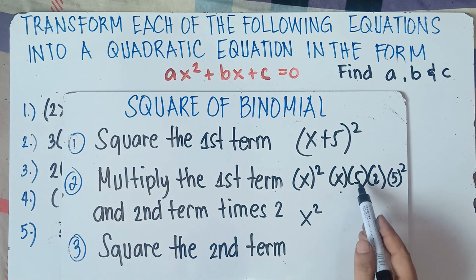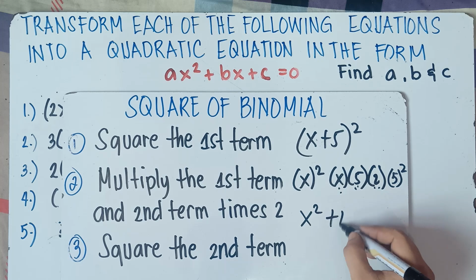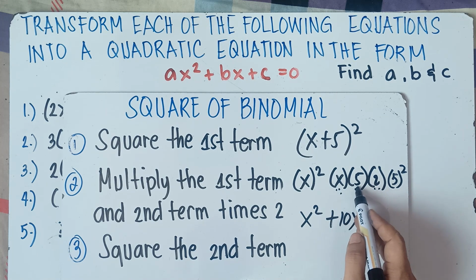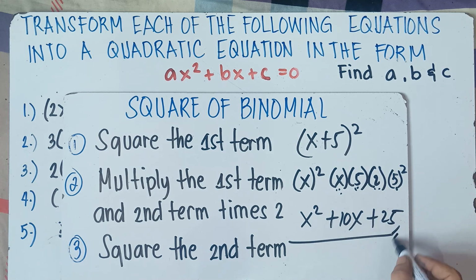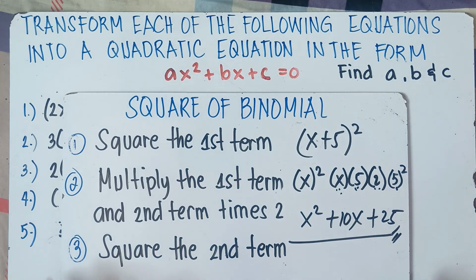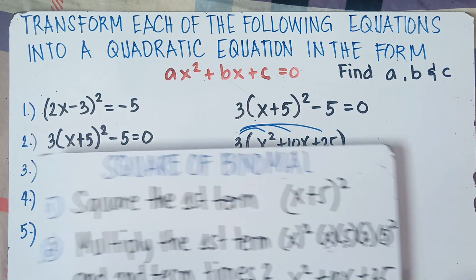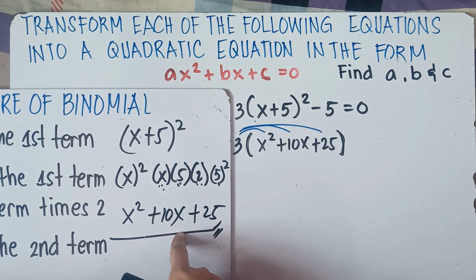So you square the first term, x squared. You multiply the first term and second term times 2. So x times 5 is 5x, times 2, that would be positive 10x. You square the last term, 5 times 5, that's positive 25. Easy, right? For the square of binomial. So you master, class, the square of binomial. I will just put the link in the description down below. So you will have the same answer: x squared plus 10x plus 25.